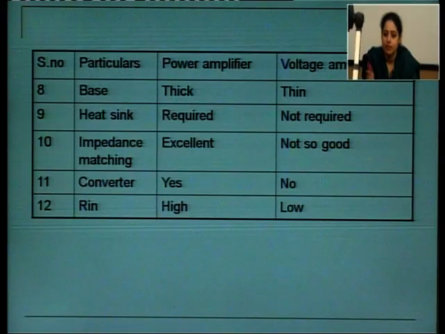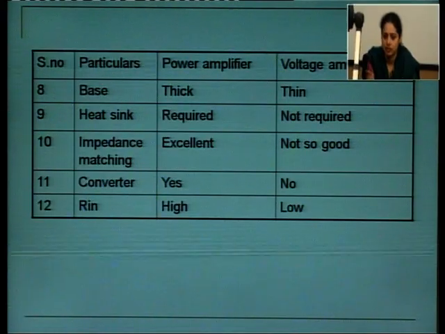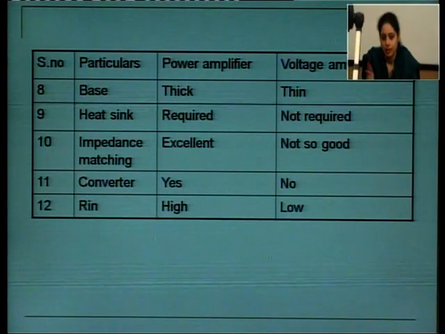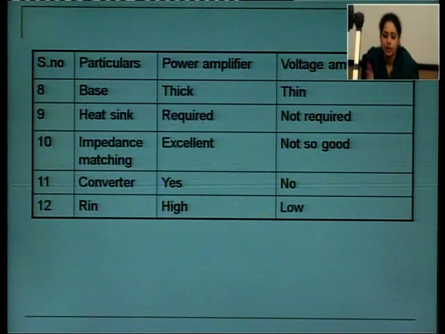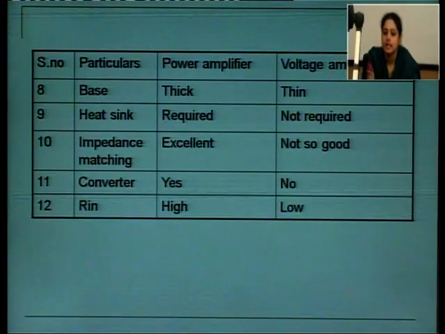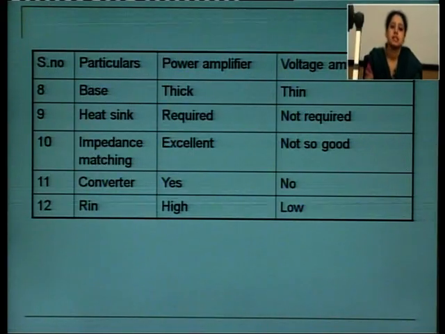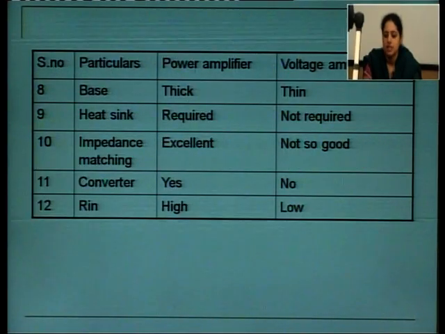In the voltage amplifier, there is no good impedance matching, as we know that RC coupling is employed in the case of a voltage amplifier. The power amplifier works as a converter, yes, but the voltage amplifier, no. The power amplifier, as we have discussed, converts the DC signal to an AC signal, so it works as a converter, but the voltage amplifier doesn't work as a converter. The input resistance in the case of the power amplifier is high as compared to the voltage amplifier, where it is low.